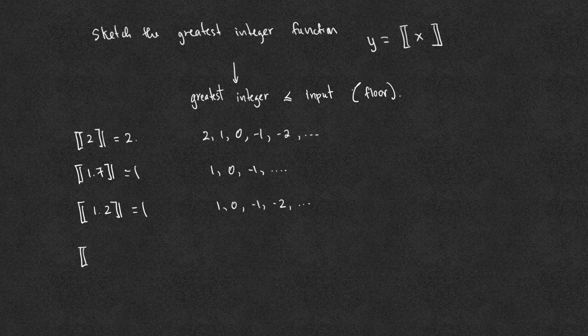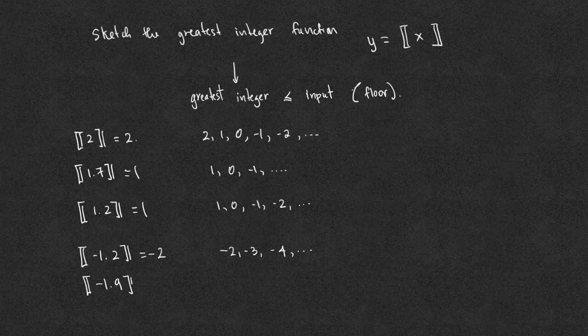Now, if we plugged in -1.2, the integers that are less than -1.2 on the number line should be on the left-hand side of -1.2. They are -2, -3, -4, and so on. And so, the greatest of all of these negative integers that we just listed is -2.